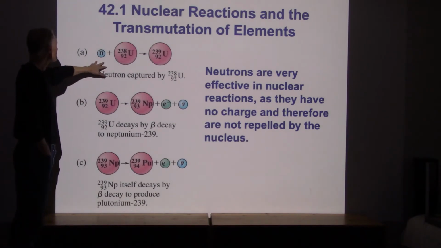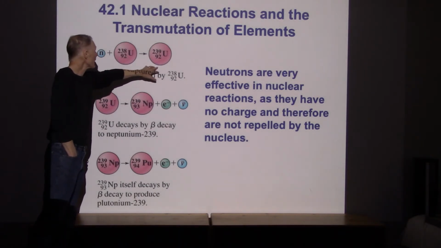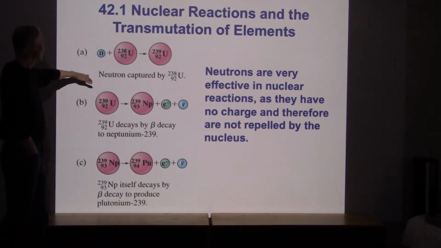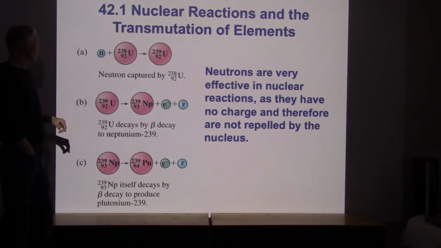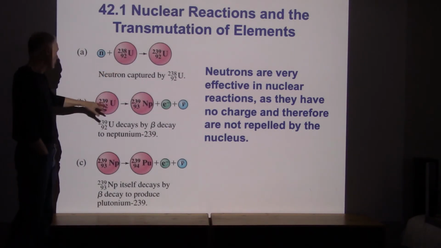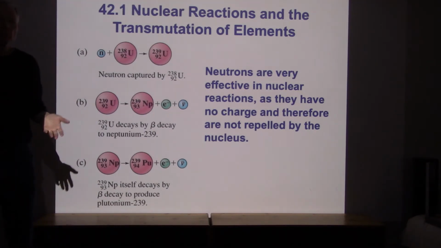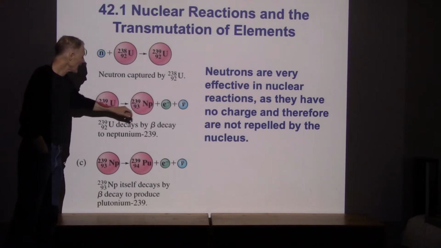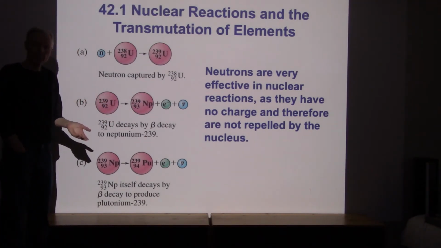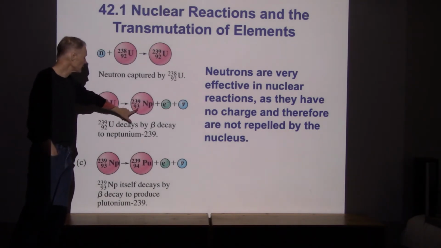What we could do is we could take neutrons, combine those with uranium-238, and that would create uranium-239. Now, the neutron captured by the uranium-238 creates the uranium-239. The uranium-239 is not stable, so it undergoes radioactive decay. It turns out that uranium-239 actually undergoes beta decay, beta minus decay. And that means that it goes from element 92 to element 93.